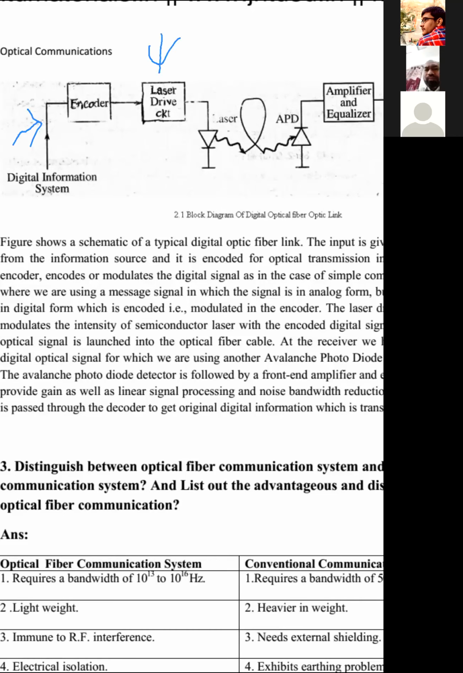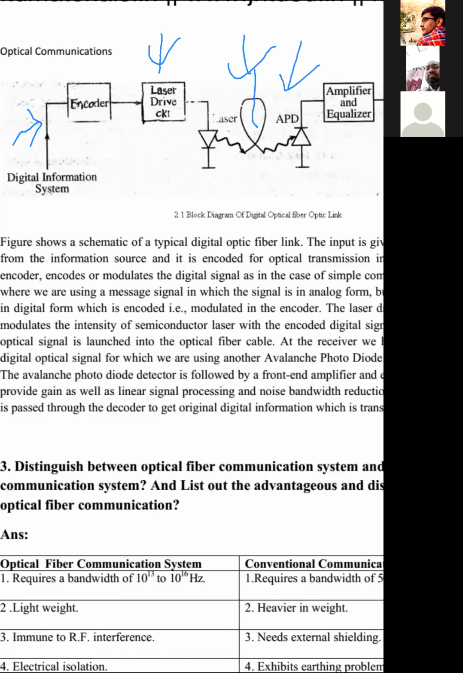This is the optical communication cable. You are coupling that optical source to the so-called optical fiber cable. Now, what you have to do at the receiving end is the demodulation. Demodulation is done through optical detectors. You can use a PIN photodiode or an avalanche photodiode. Here he has used an avalanche photodiode.